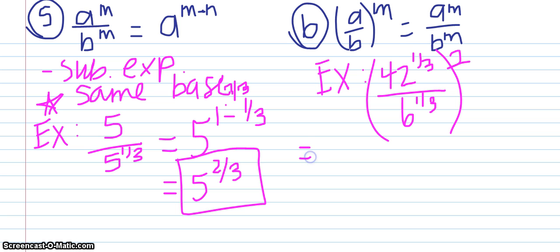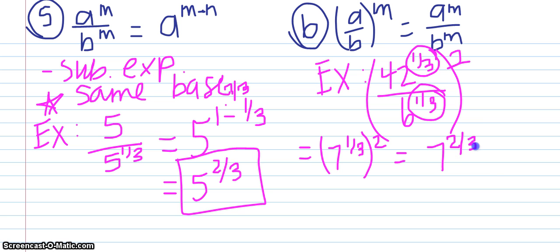The first way is because these have the same exponent, I can go ahead and divide 42 by 6. So I get 7 to the 1/3 power all raised to the second power, and go ahead and distribute that 2, so I'm going to get 7 to the 2/3 power.